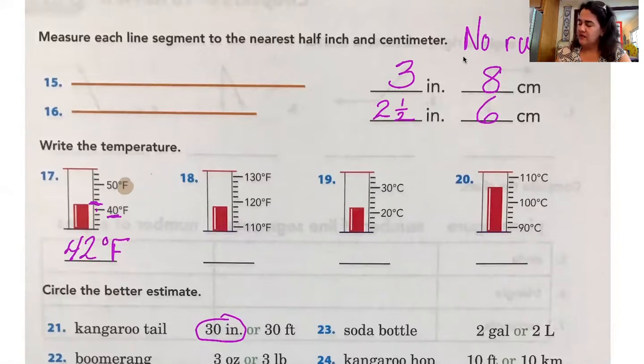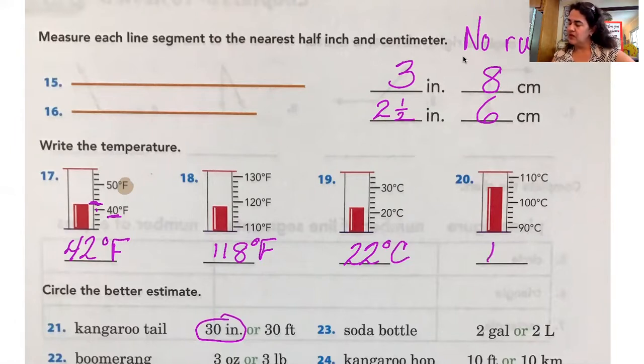Lola. 118 degrees, what? Fahrenheit. Very good. Jax, read me the next thermometer. 22 degrees Celsius. Excellent work. And Jacob, can you read me the next one? 106 degrees Celsius. Very good.